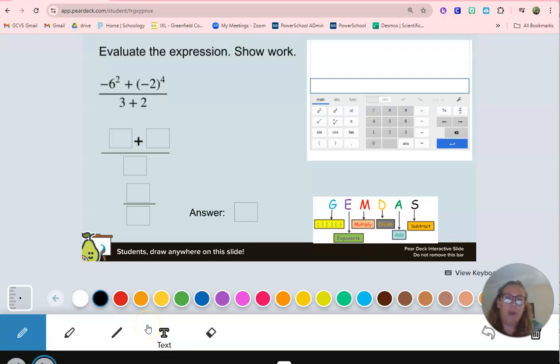Remember, you can pause the video at any time if you're not done taking notes to fill it in, and make sure you're filling in those notes. That's how we get credit for this assignment, okay?